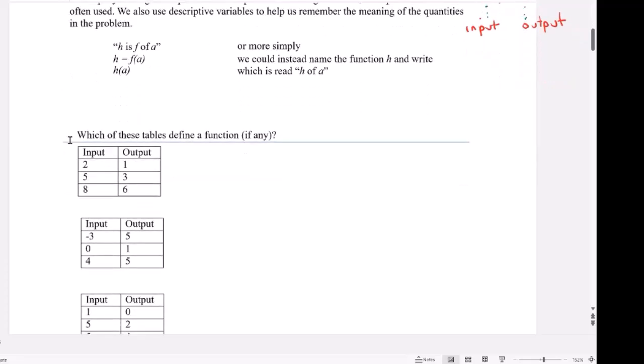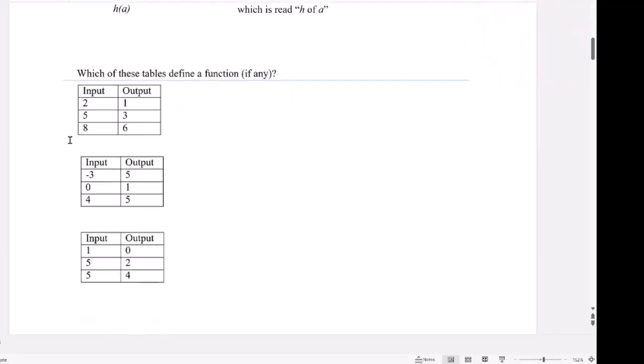So we have these tables, and we want to know which of these defines a function. This goes to 1, this goes to 3, and 8 goes to 6, okay? So I input 2, out comes 1. I input 5, out comes 3. I input 8, out comes 6.